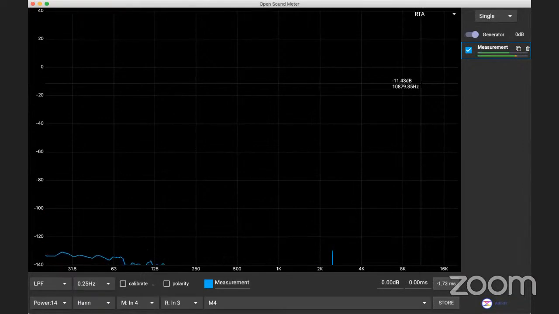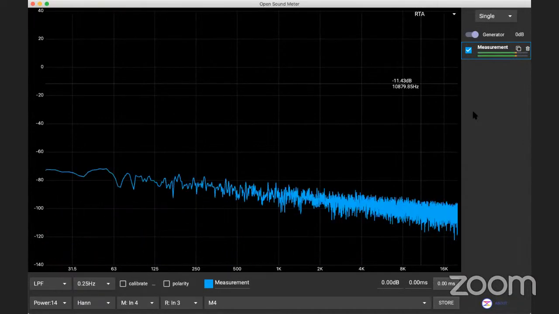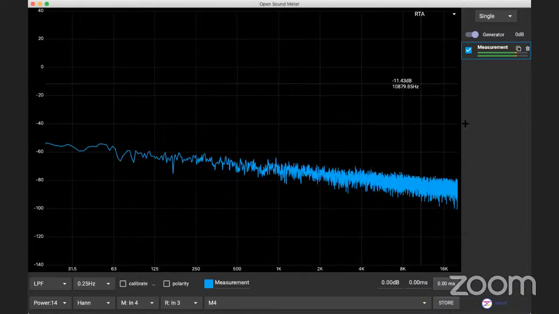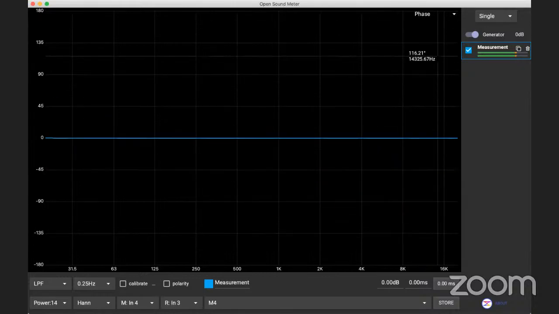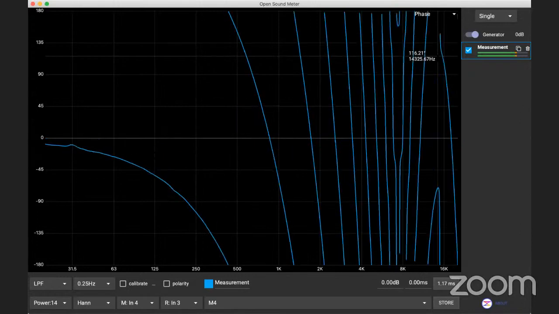So let me try this thing. I'm going to go to the phase trace. The phase trace is going to be flat because both of these guys are absolutely in phase right now. Okay, and I'm going to try and delay one of these guys. Let's see what happens. Okay, so I've delayed aux number 4. So this is what happens.